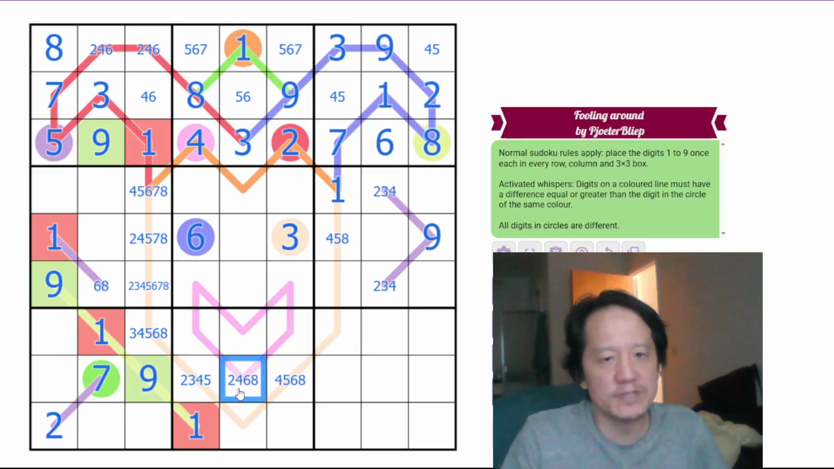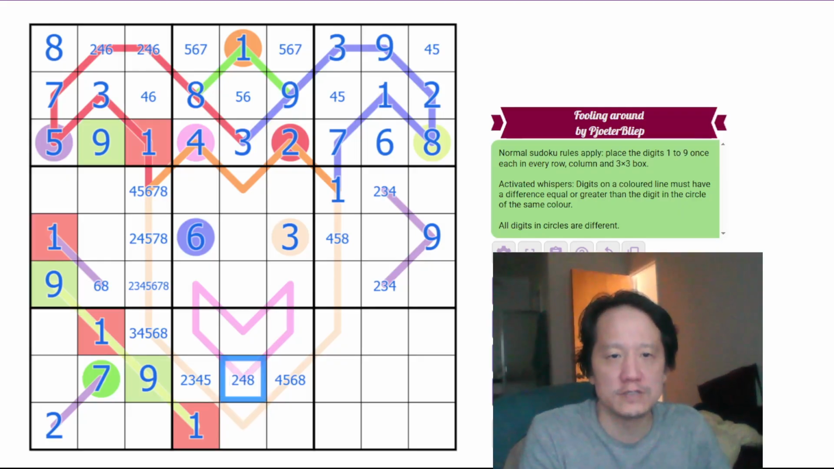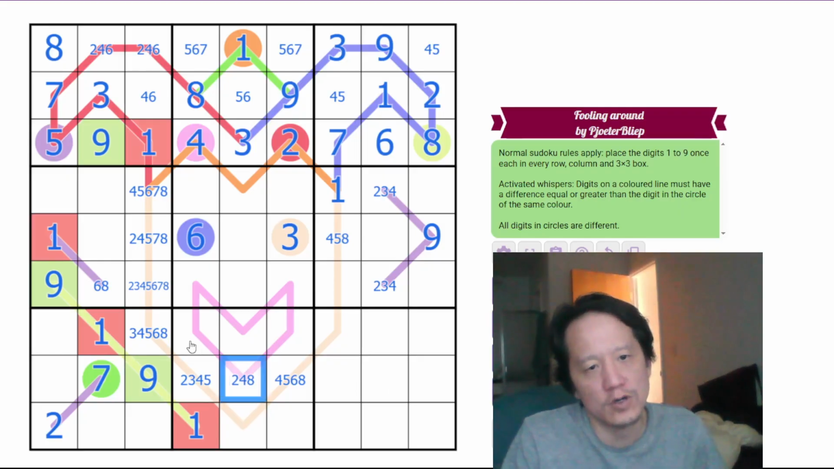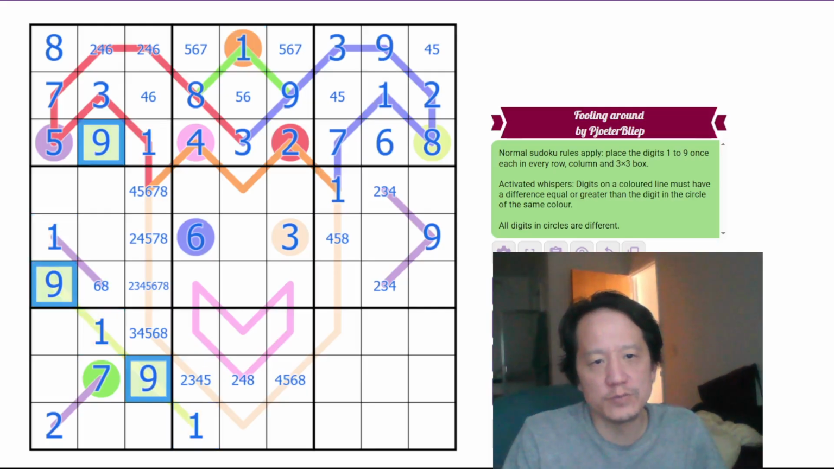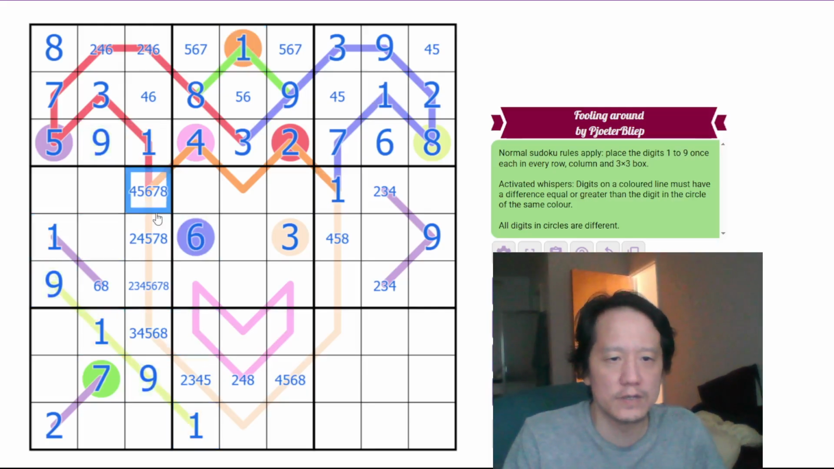So this cannot be 6. If this were 6, 1 and 2 have to be next to it on the Dutch whisper line. So this can't be 6. This could be 4 with 8 and 9 possible. So let's remove the reds. Let's remove the greens. Okay.